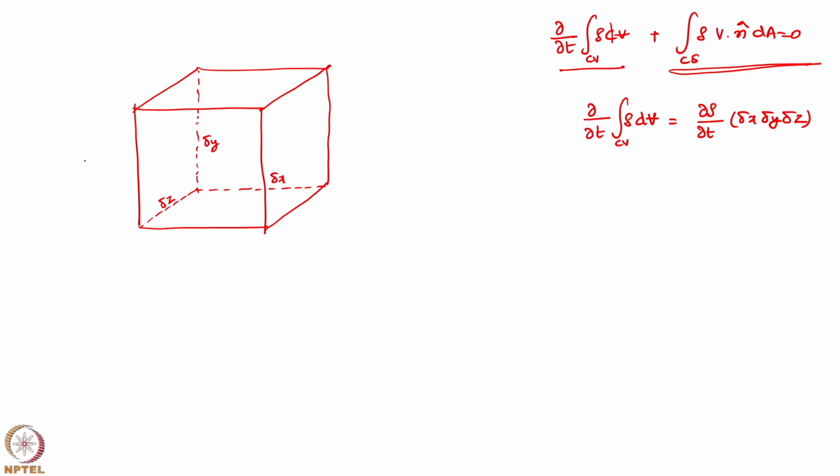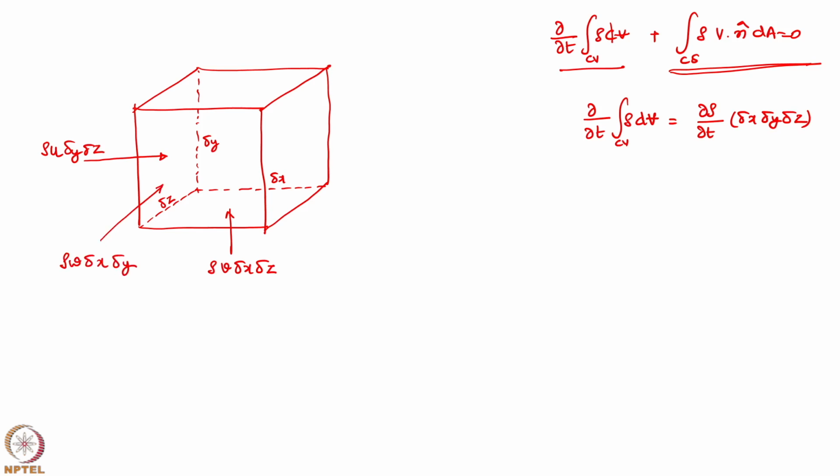That is, if I take the plane delta y, delta z, rho into the velocity in the x direction is u over the area delta y, delta z. Okay. And what is entering here? That is rho v delta x, delta z in the y direction, and in the z direction you have rho w delta x, delta y.